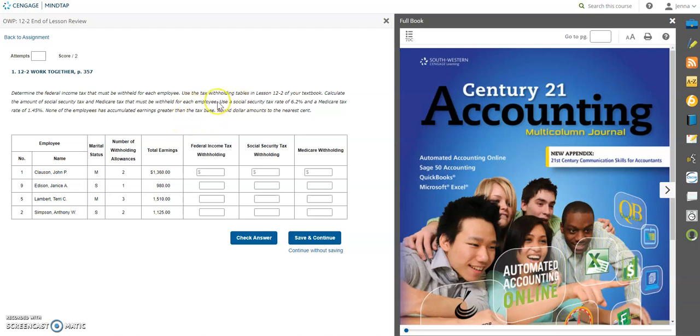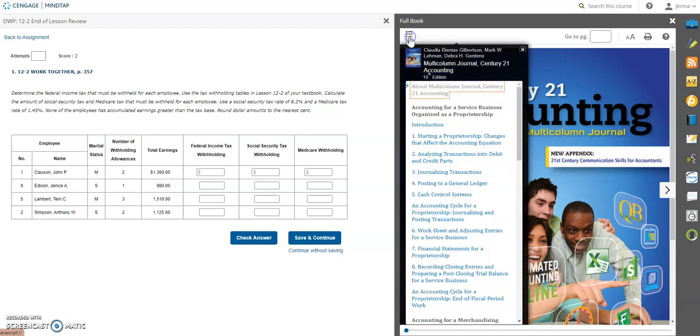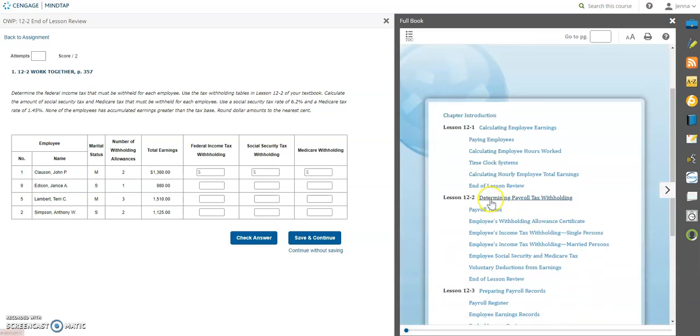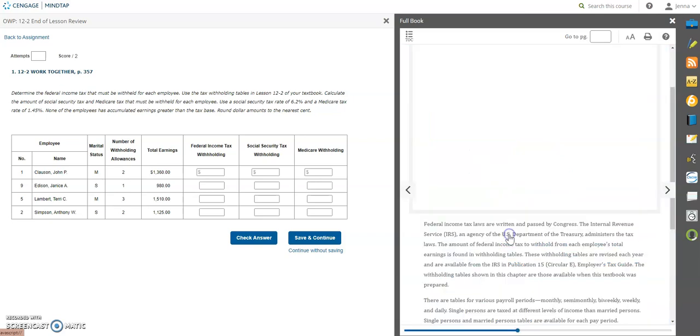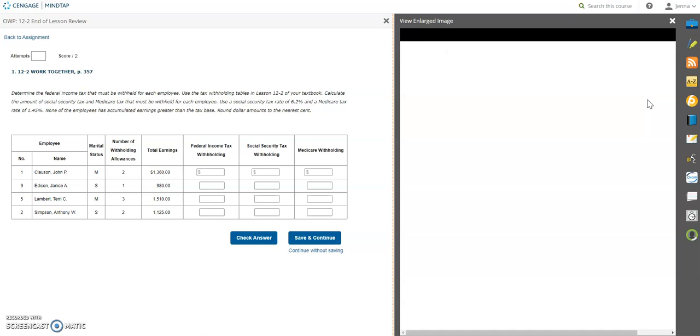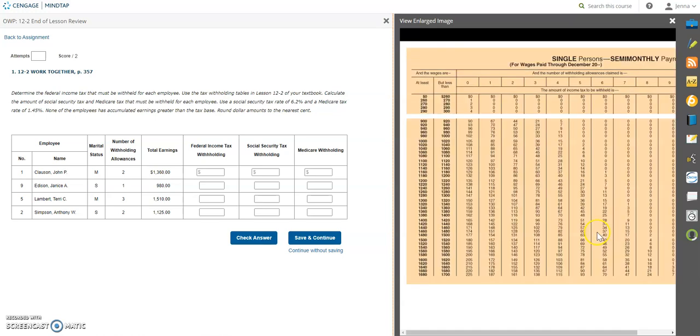So you will need to look at the tax withholding tables. I just opened up my book over here on the right. To do that, I just click on full book. And then the easiest thing, I think, is to go up here. TOC stands for table of contents. I'm going to scroll down to chapter 12, go to 12.2, and I know I'm going to be looking at these two things: my employees' income tax withholding, single and married. I'm just going to click on that, and there we go. You can click on the little plus sign too to get an enlarged version.